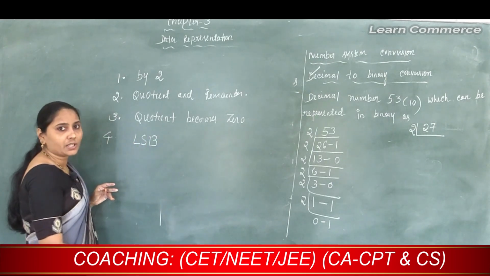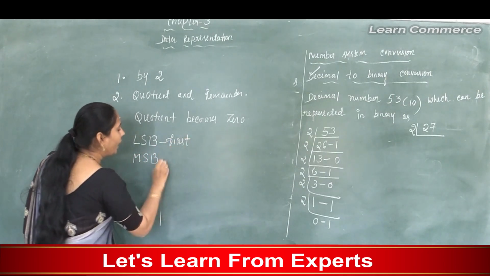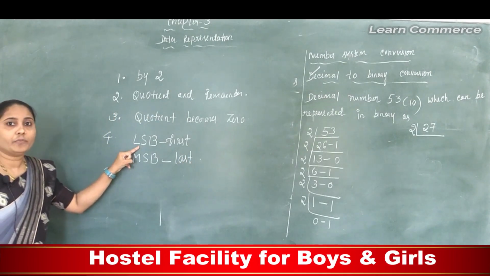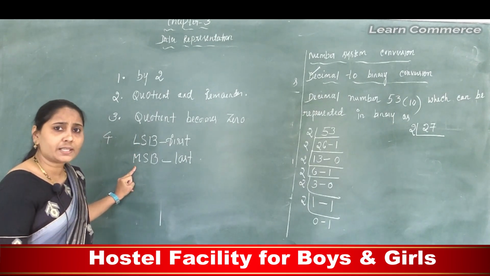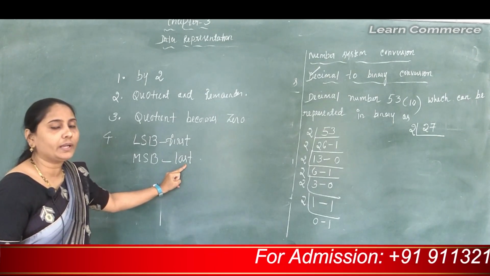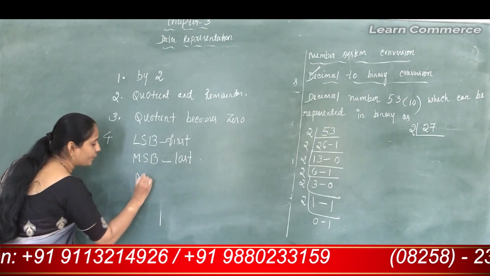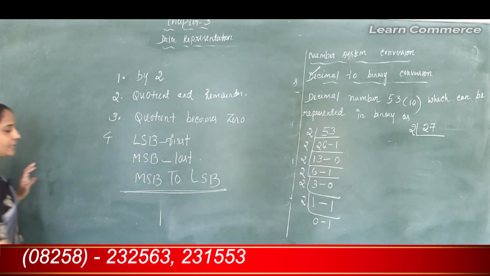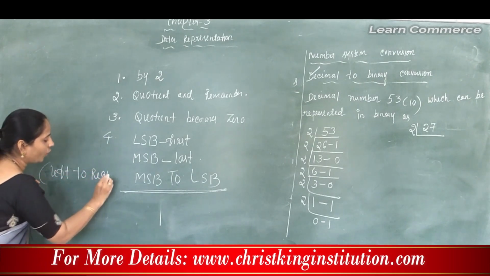The last remainder is called the MSB. This one is the first remainder and this one is the last remainder. The first remainder will be the LSB, the least significant bit, and the last remainder is the MSB, the most significant bit. So finally, the equivalent binary number is written from MSB to LSB, that is, left to right. Clear this point here?